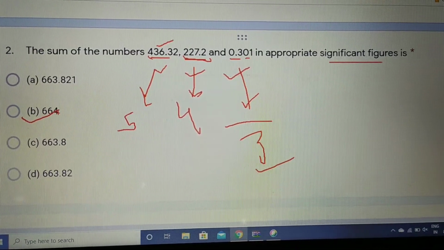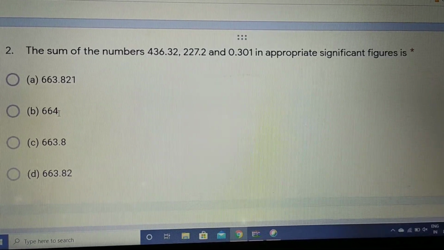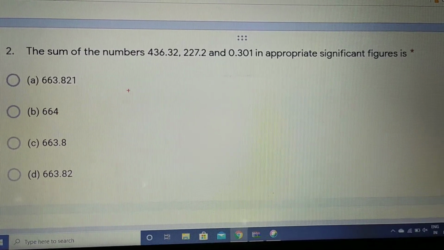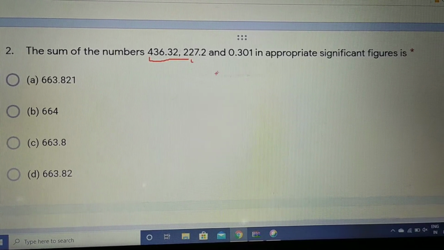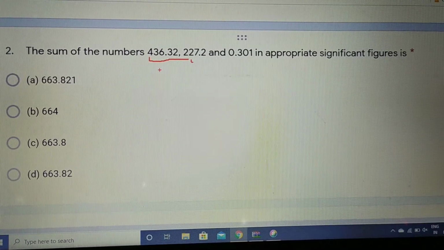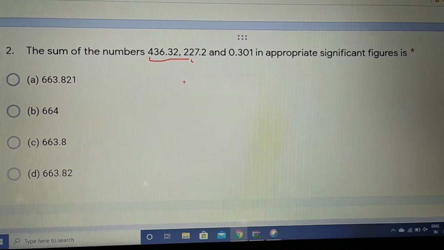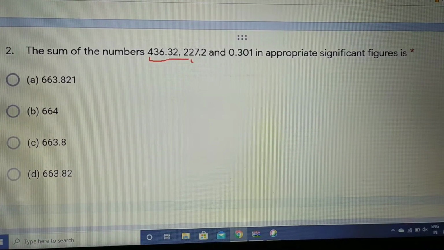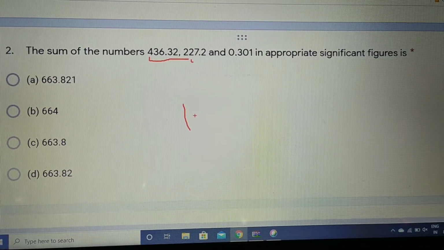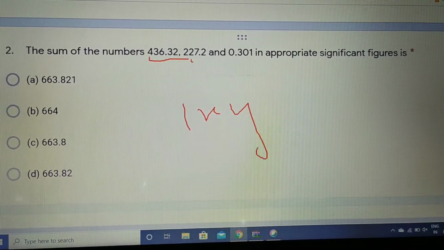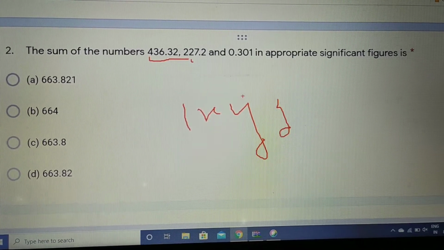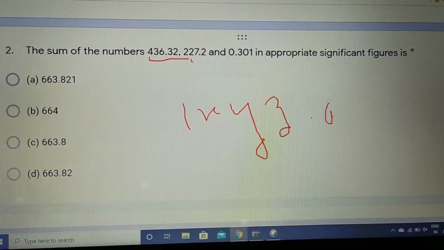Also, otherwise, we can simply add the 3 numbers. After adding the 3 numbers we will get the result in 5 significant figures. Whatever we get after adding these 3 numbers, let us suppose we are getting some digits x, y, z point, let us suppose a and b.